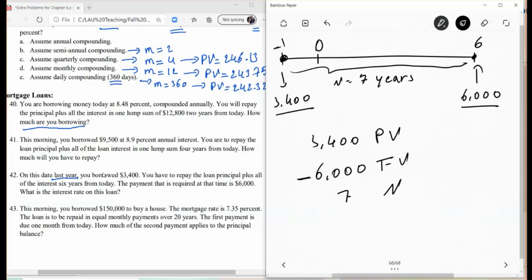7 N, you compute the interest rate on the loan, IY. IY in this case is 8.45%. Now for the final question. Question number 43.